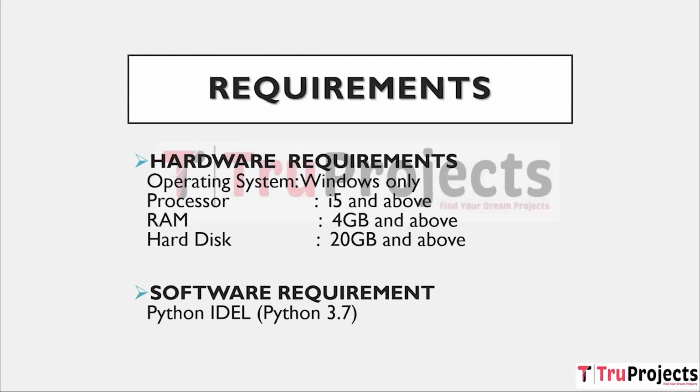These are the requirements for execution of the project. In hardware requirements, an operating system of Windows, a processor of i5 and above, RAM of 4 GB and above, and a hard disk of 20 GB and above are required. In software requirements, Python IDLE of version 3.7 is required.